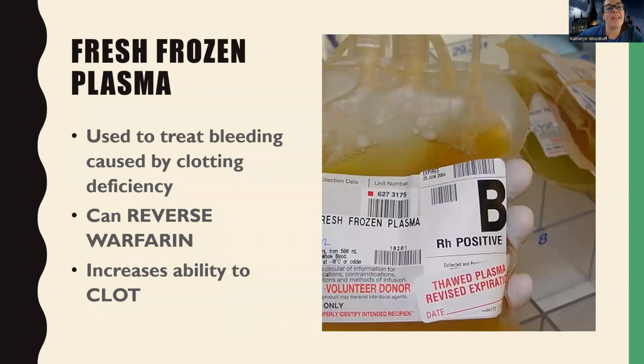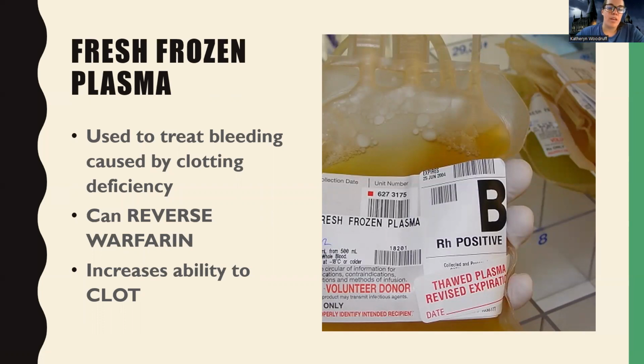There's also what's known as FFP, or fresh frozen plasma. This is used to treat bleeding that's caused by a clotting problem. Most often when we give it, we're giving it to patients that have too much Coumadin or warfarin in their system. So it's actually a reversal agent. When your INR is super high, we can give it to help bring that INR down. So once again, this increases your ability to clot.